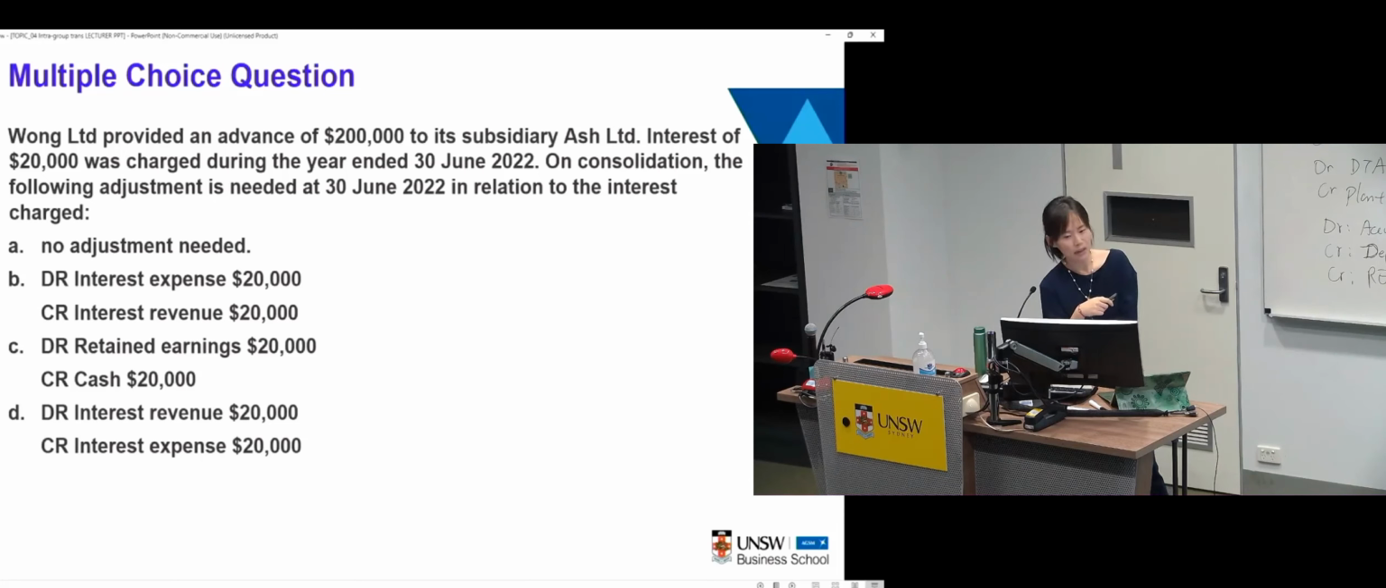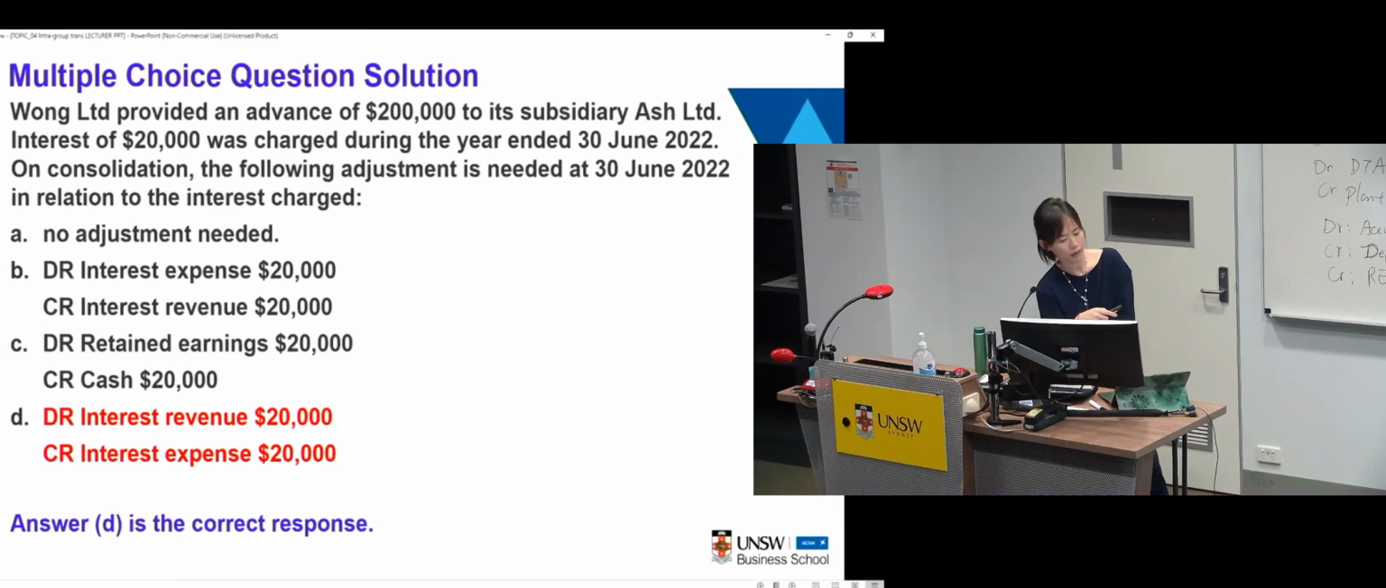That's correct. The elimination of the intragroup revenue and expenses, right? If you say no adjustment, now you need adjustment because the intragroup interest of 20,000 incurred needs to be eliminated. So in addition to the advance from, advance to accounts, we also need to eliminate the intragroup interest. Including a debit of interest revenue and a credit of interest expense. So B is definitely wrong. The debit and credit is wrong, right?